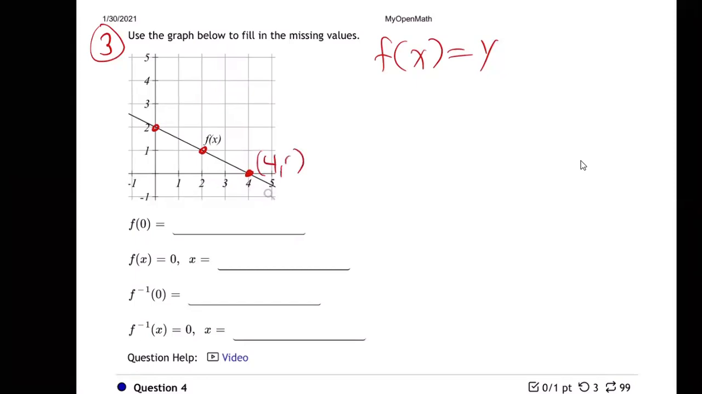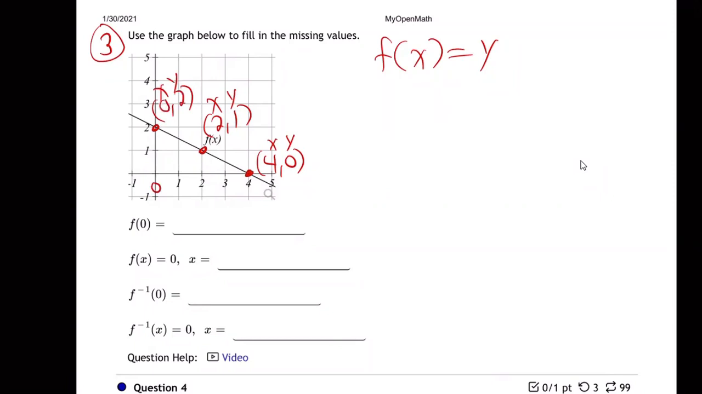This point is over 4 up 0, isn't it? That's the x and the y. Here's another point. This is over 2 up 1. That's the x and the y. See that? This point right here is, what is it? It's over, this is 0 here, huh? Over 0 up 2, that's the x and the y.